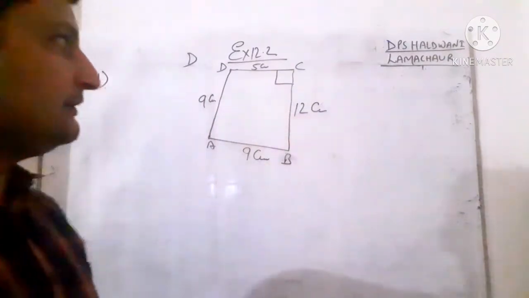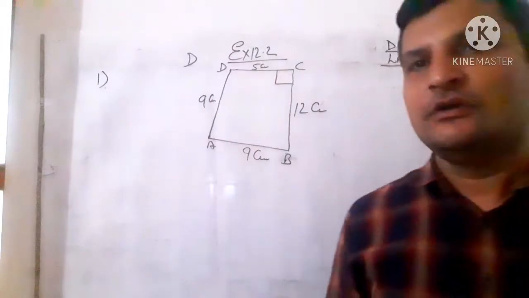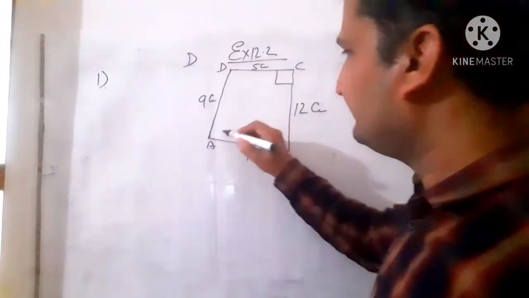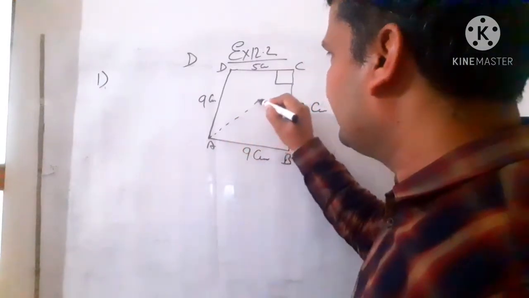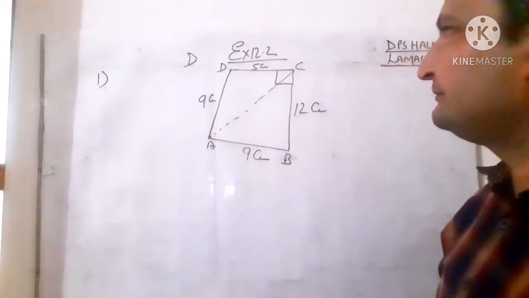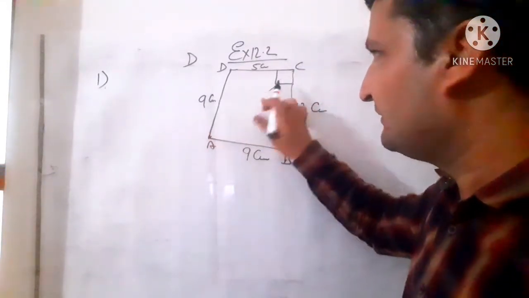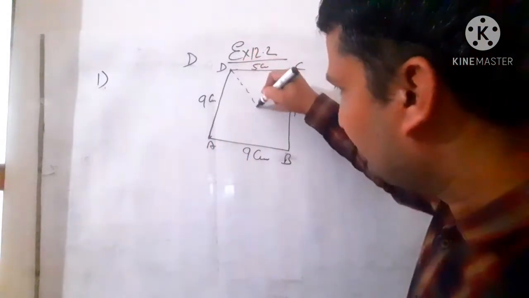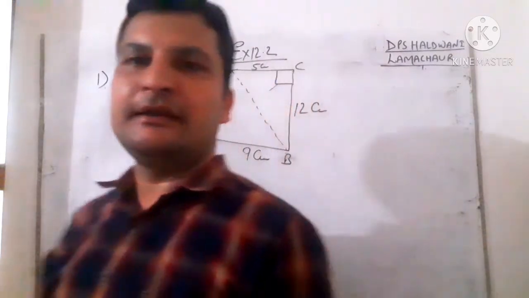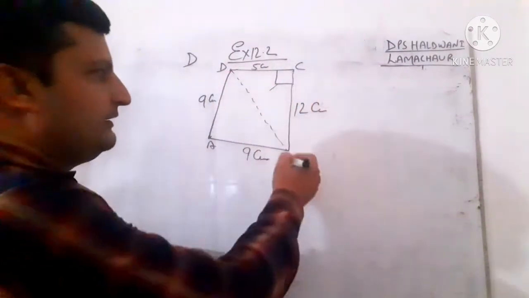So how can we find the area of this quadrilateral? Because the triangles are not given here. So what will we do, students? Because this is a right angle triangle, we can construct a line like this. Because in a right angle triangle we can use Pythagoras theorem, we can find BD.